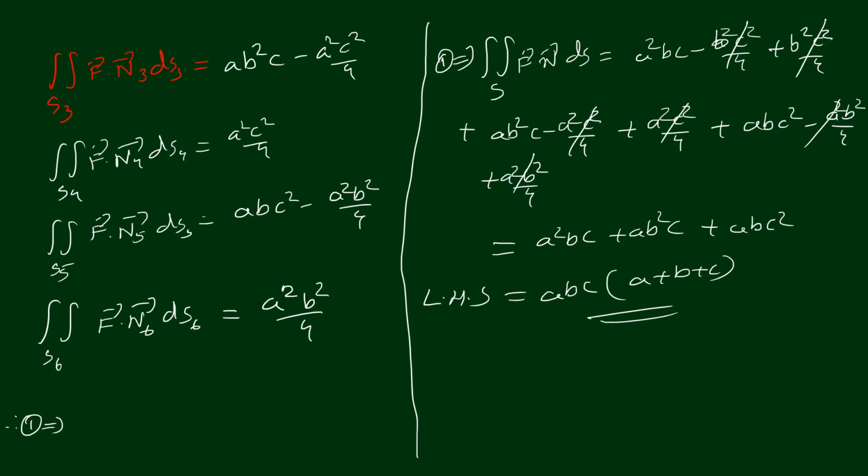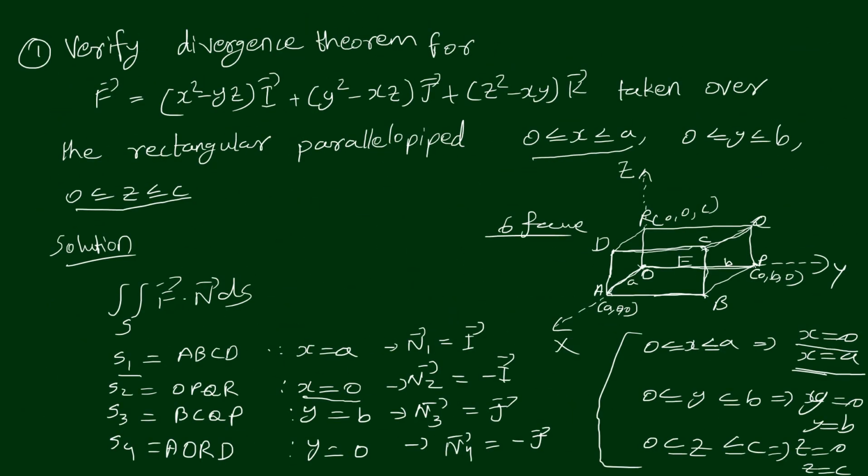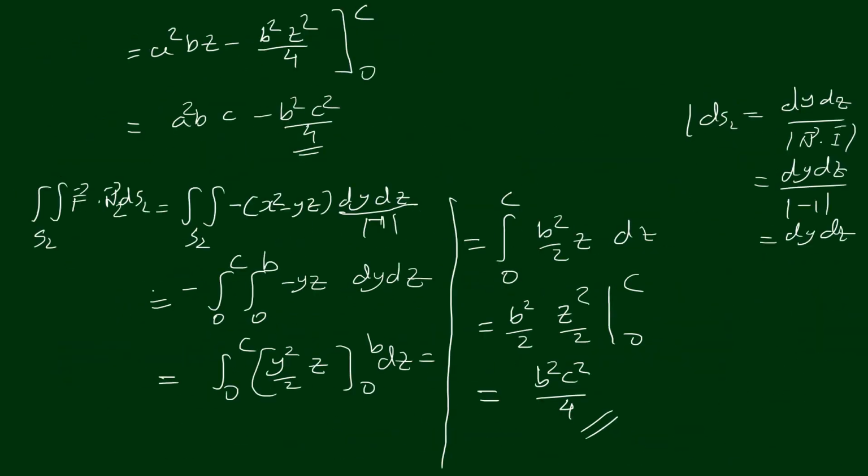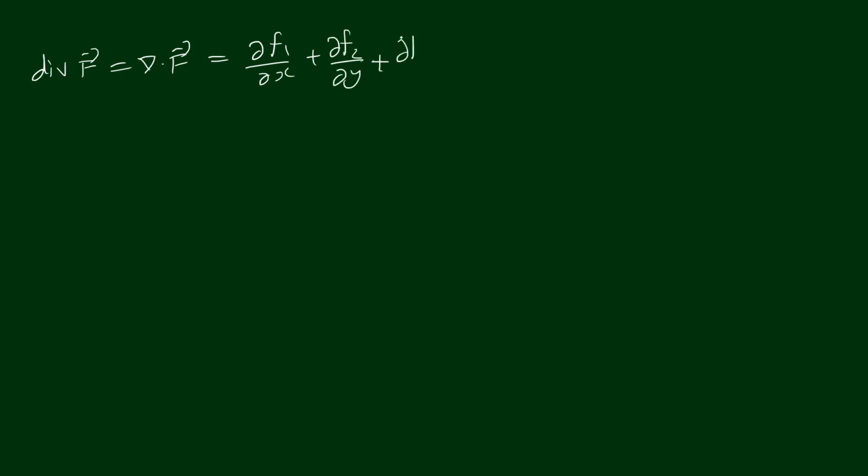Similarly, we have to find the right hand side. What is the right hand side of the Gauss divergence theorem? It is the triple integral of divergence of f dV. For that, first we need the divergence of f. What is the divergence of f? It is del dot f. So it is nothing but dou f1 by dou x plus dou f2 by dou y plus dou f3 by dou z.